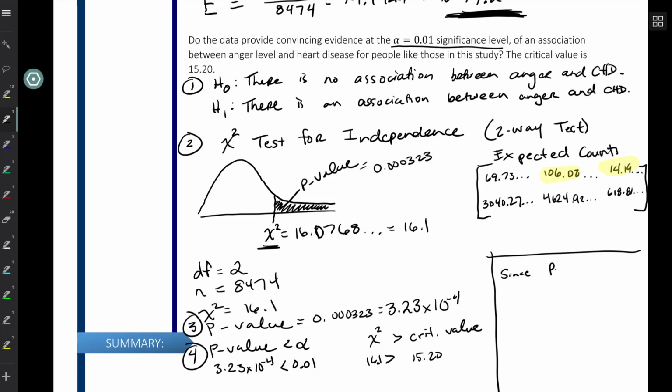Since my p-value is less than alpha, I reject the null hypothesis in favor of the alternate. Okay? So what is that telling us? It's telling us that yes, we actually do have statistically significant evidence that there is an association between anger level and heart disease. That's it.